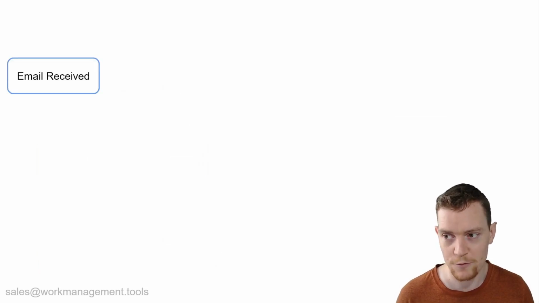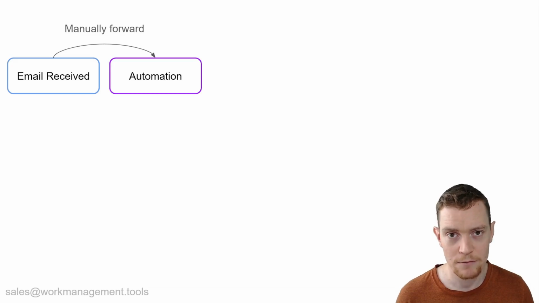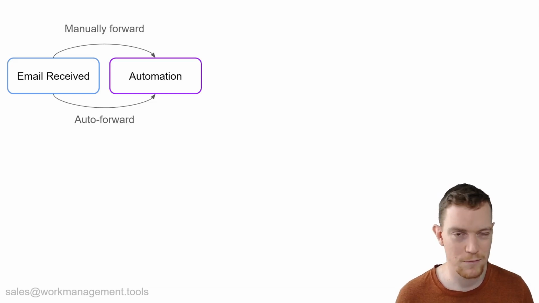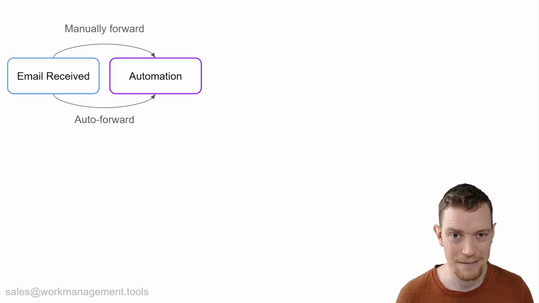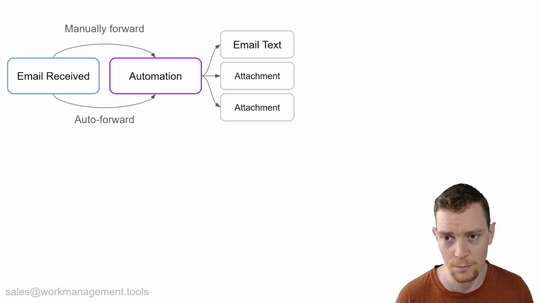So when an email is received, it can be manually forwarded to the automation, or usually we set up an auto forward. So it's permanent, do it once, and then all those emails will be automatically forwarded. You can have conditions on there, but usually we set up a new email address. And so everything that was received at that email address is sent through to the automation, right? No work. Then the automation will pull apart that email and pull out the email text and any attachments.